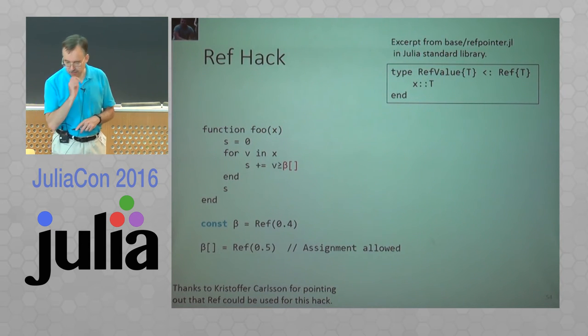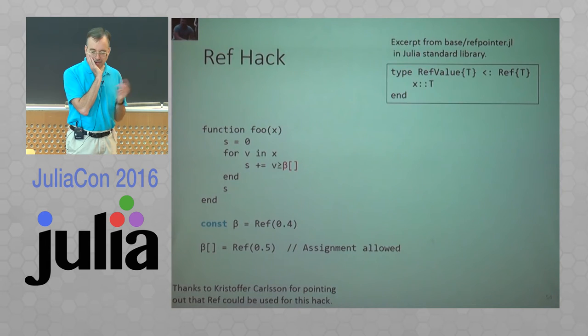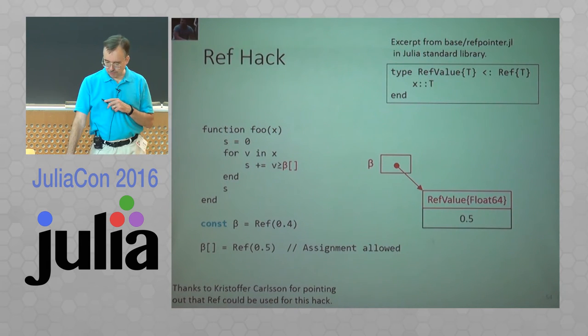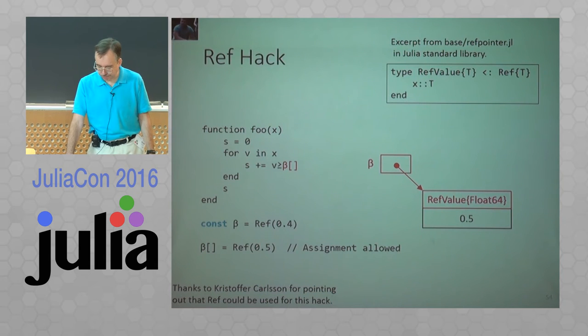Okay, so you can use this trick as one way to avoid the overhead of the global variables, but still make it immutable. So you can basically make a const reference. And this tells the compiler that the type is never going to change, but the value might change.